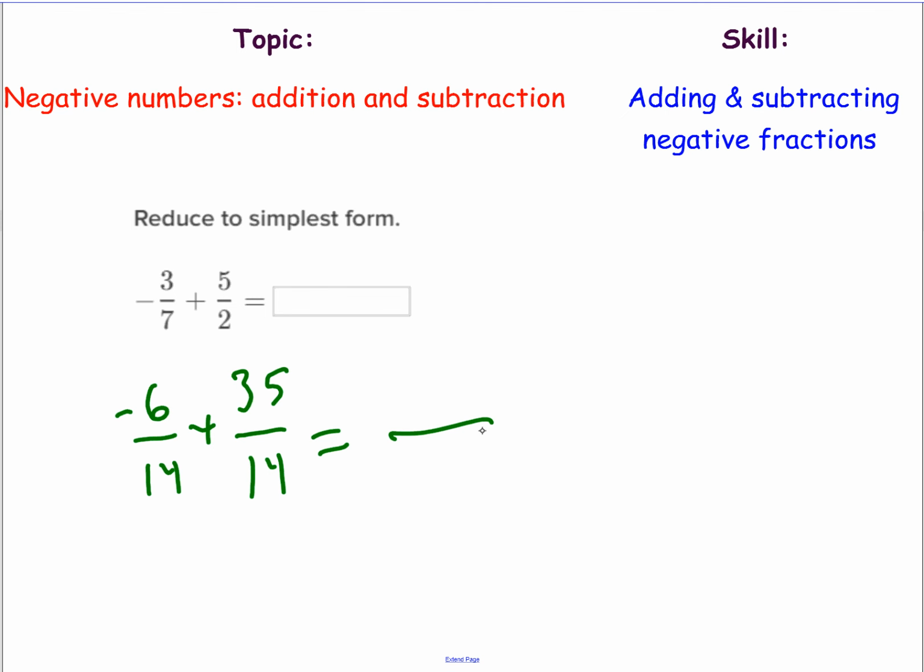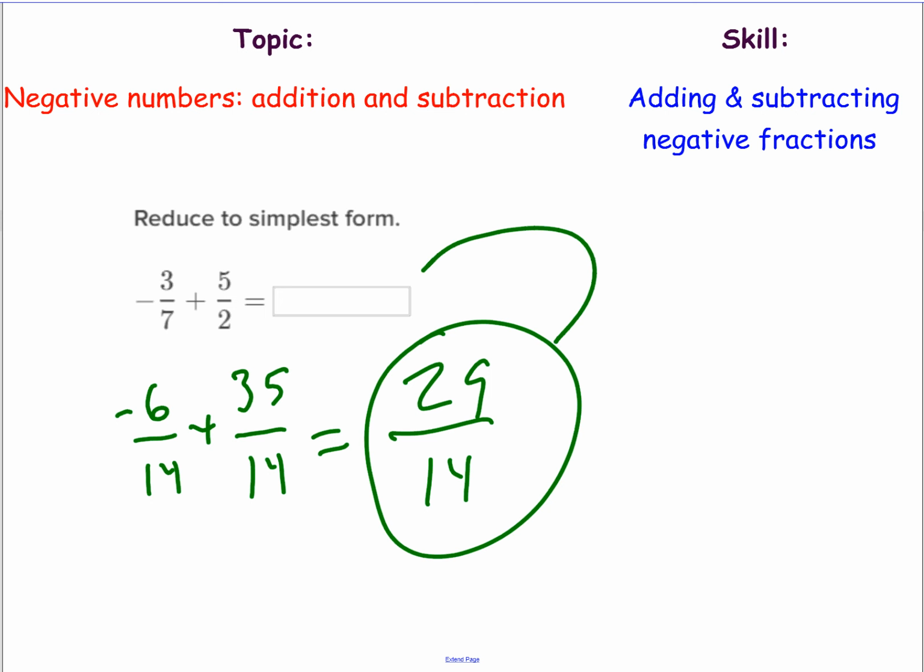The answer is going to be some number over 14. The question is, what is that number? Well, I have negative 6, right? See the negative outside? If it's up here now, it looks like a negative 6 plus 35 is positive 29. And there's our answer. That's the answer you need to put in there. Is it important for you to know that this is the same as the mixed number 2 and 1/14? Yes, but leave the answer as a fraction, and don't forget in simplest form.